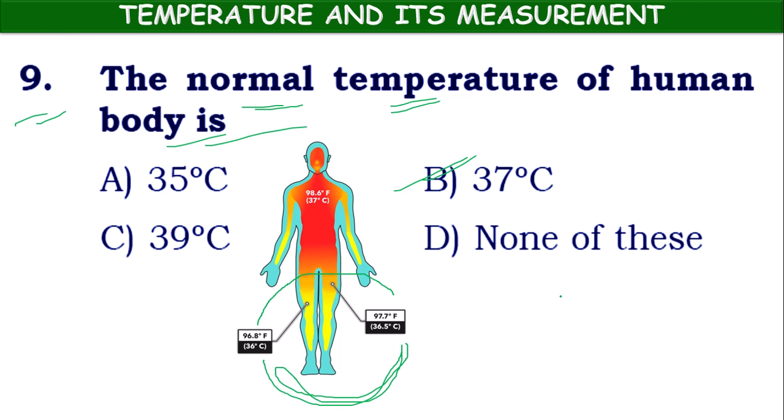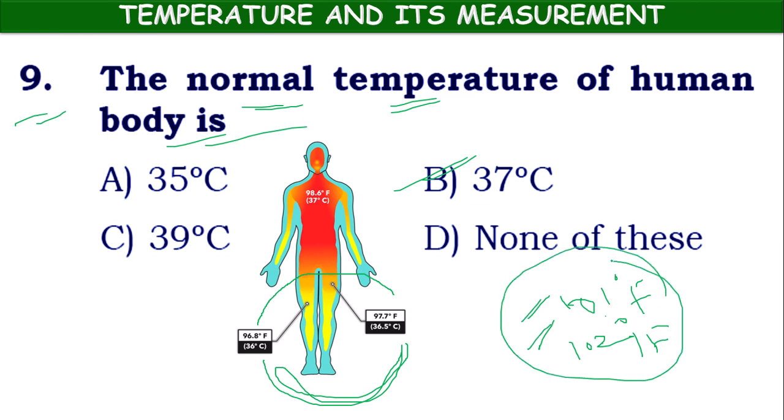"I got 101 fever, I got 102 fever." Here 101 and 102 mean 101 degrees Fahrenheit, 102 degrees Fahrenheit. So sometimes we use Fahrenheit degrees for telling the temperature, but as per the centigrade, as per the Celsius scale, the normal human body temperature is 37 degrees centigrade.